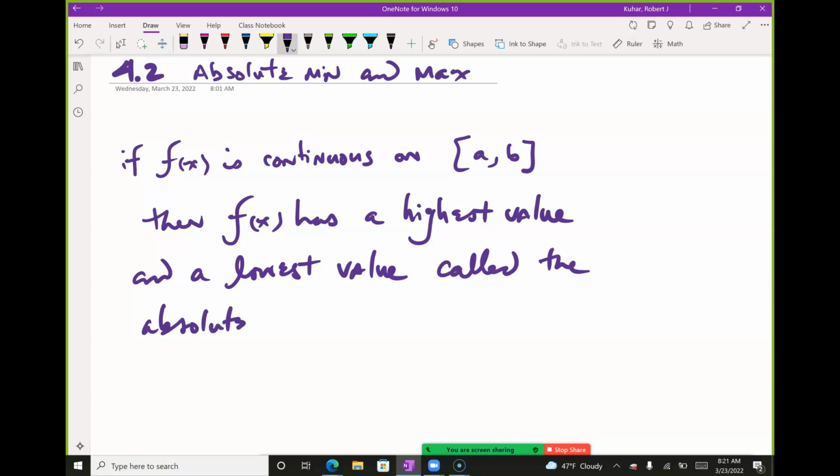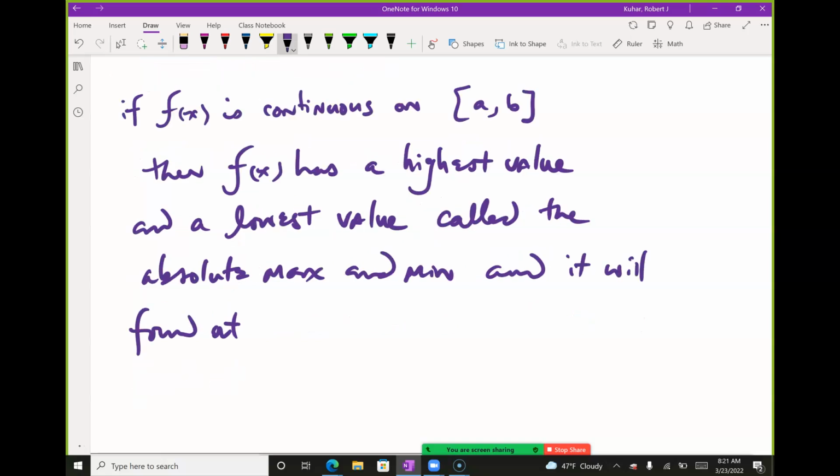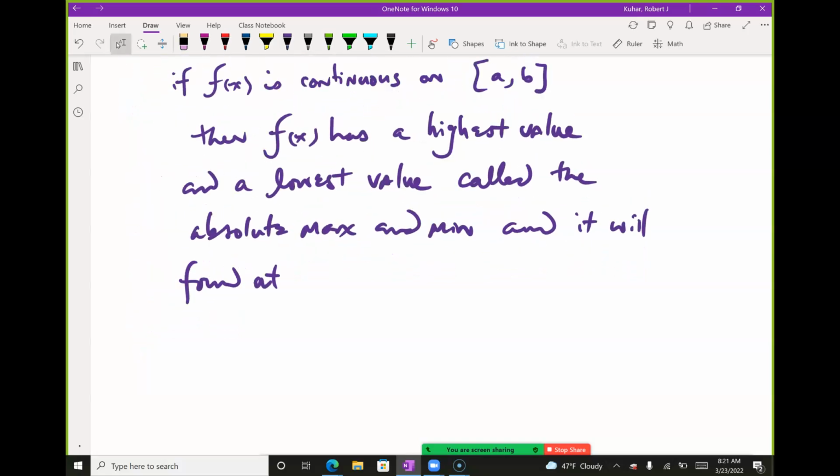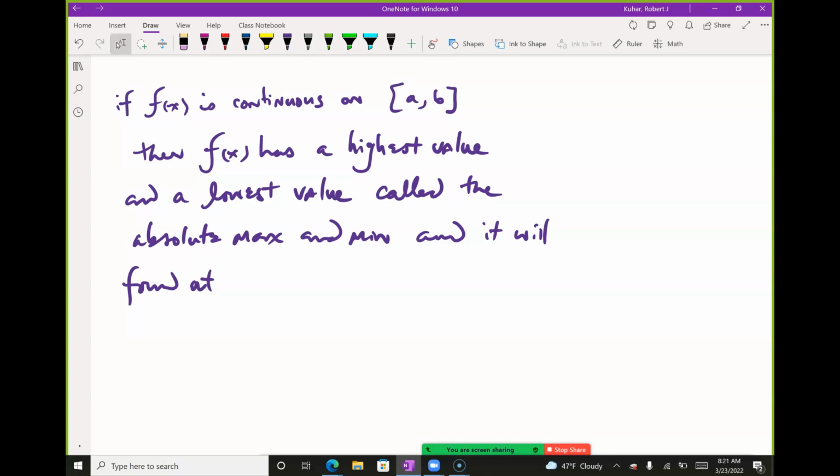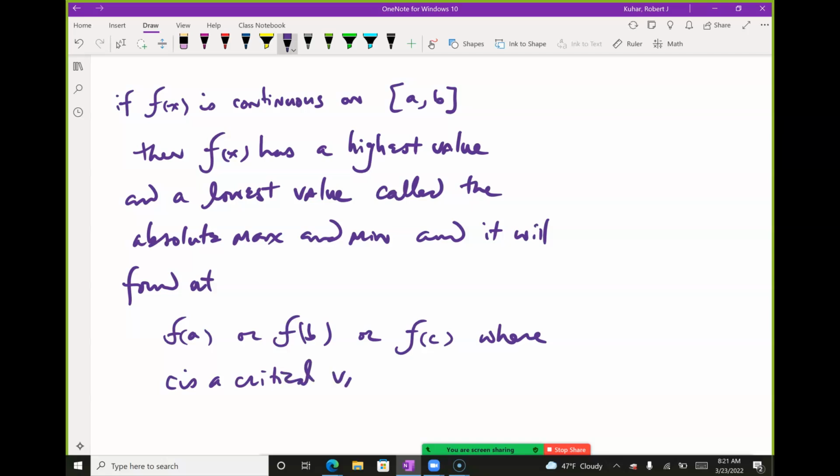Absolute max and min. And it will be found at, remember when I said wordy? It's a wordy chapter. The absolute max and min will be found at f of a, or f of b, or f of c, where c is a critical value of f prime of x.